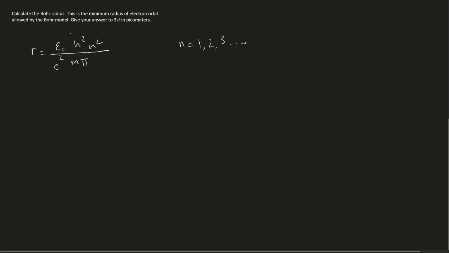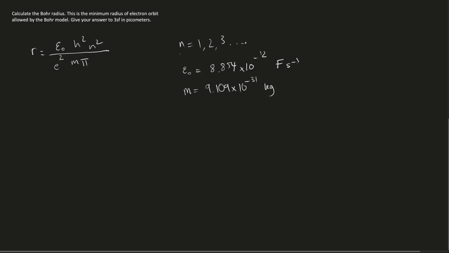So, just a brief recap of what these constants mean. Epsilon naught is the permittivity of free space, and that is given by 8.854 times 10 to the minus 12, and that's in farads per meter. Now, e is the fundamental charge, unit of charge, 1.602 times 10 to the minus 19 coulombs. m is the mass of an electron, so that is 9.109 times 10 to the negative 31 kilograms.